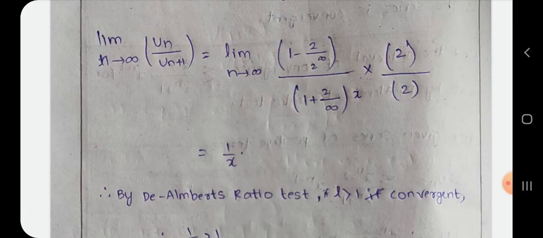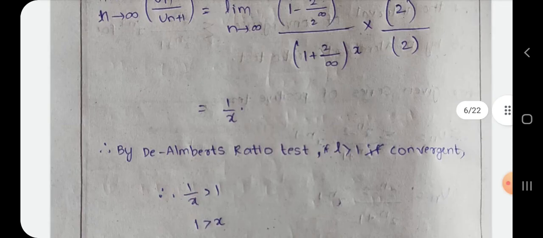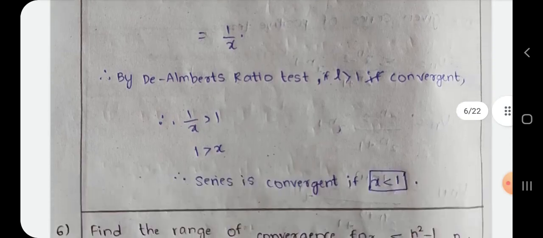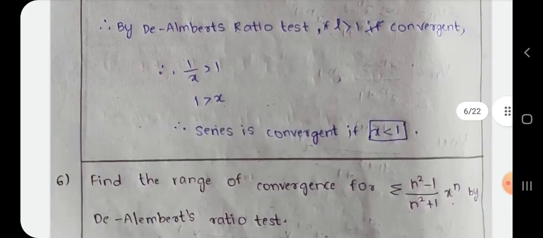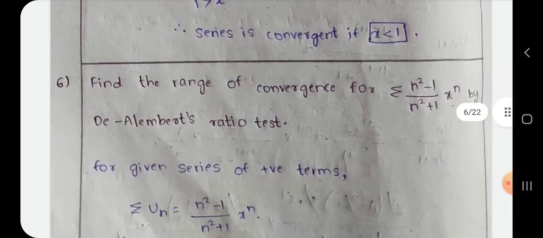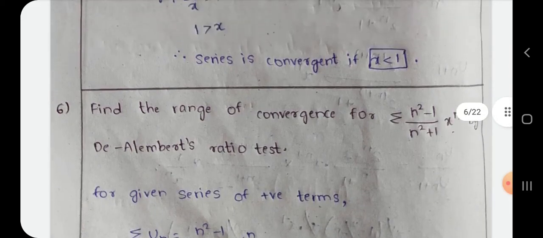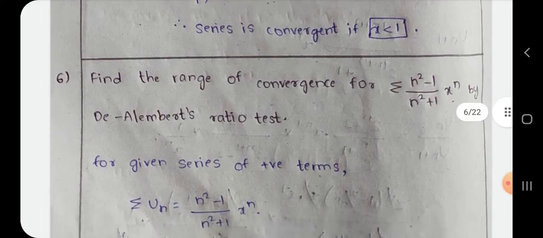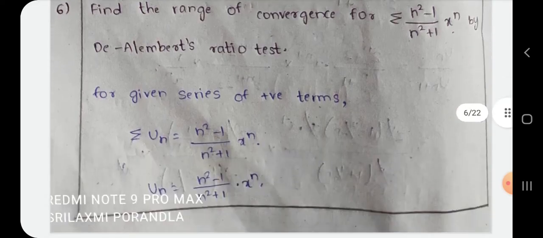So as per D'Alembert's ratio test, the limit should be greater than 1 to get convergence. So you can say that 1 by x greater than 1, or 1 greater than x, or you can say that x is less than 1. X less than 1 means it can take up to 1 only. You can also start with minus infinity to 1. So you are calculating the range of convergence of the given series.